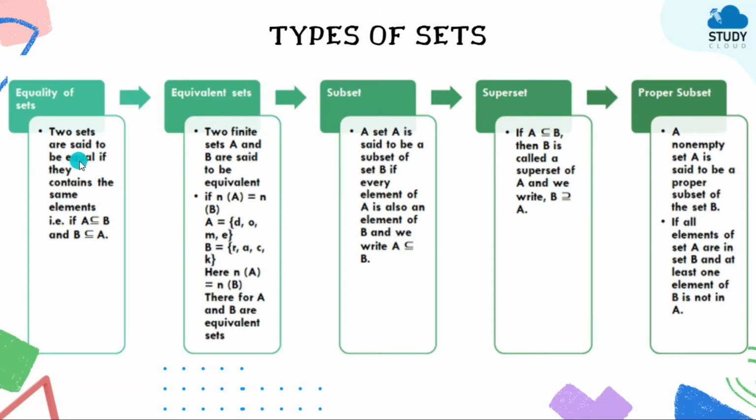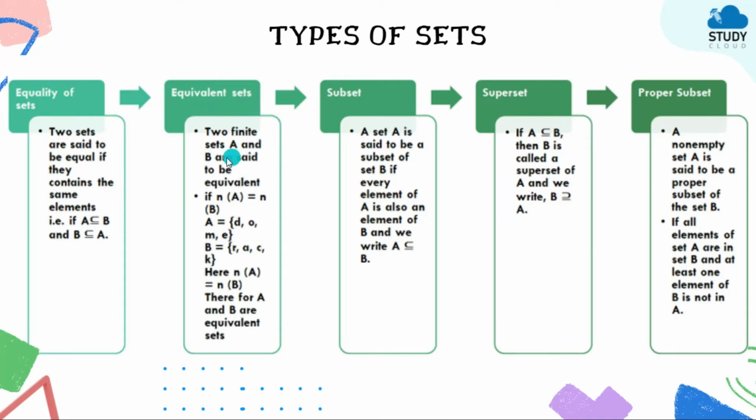So let's understand this. First is equality of sets. Two sets are said to be equal if they contain the same elements. Now there are two sets A, B, and all the values of A are there in B, and all the values of B are there in A. So it will be known as equality of sets. When A is a subset of B and B is a subset of A, that is known as equality of sets.